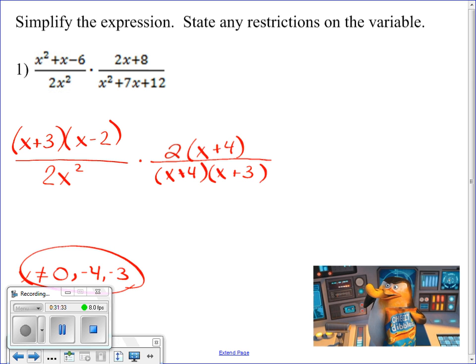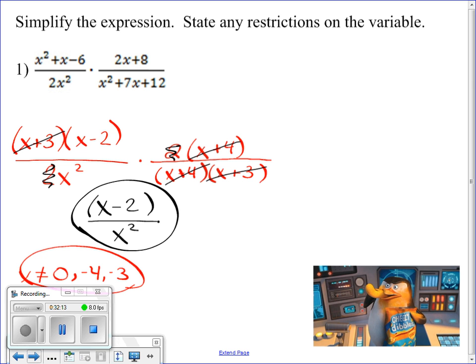All right. So our next step after restrictions is what? Jenna, you with me? Somebody wake Jenna up back there. All right. What's after restrictions? Cancel. Any top, any bottom. What cancels? X plus 3's. X plus 4. Any top, any bottom. And then 2. All right, so what's on top? What do you got left? X minus 2. On the bottom, x squared. Can I cancel these x's? No, this one's held with the minus sign. I can't touch it. So there we go. X minus 2 over x squared.